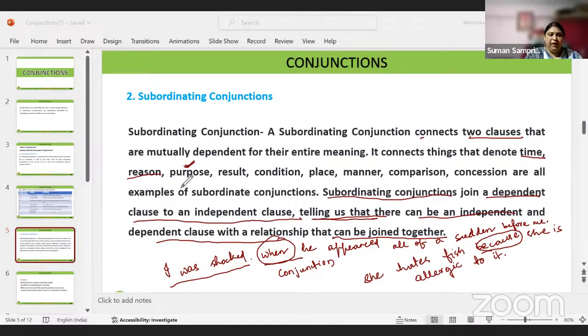Purpose. So you will find purpose like this. He studies hard as he has to put right or difficult.